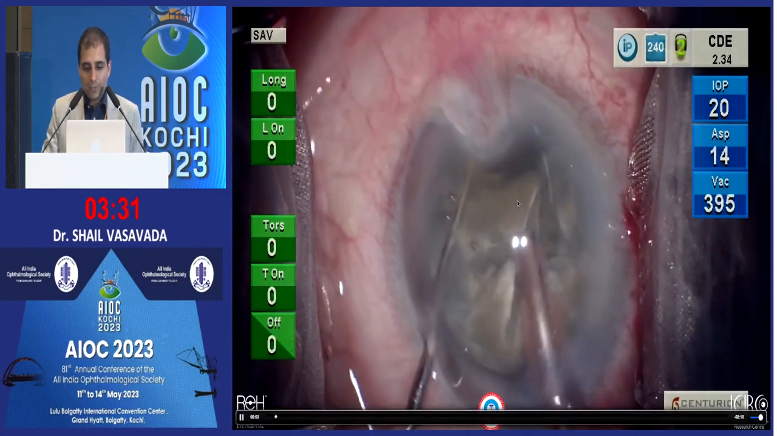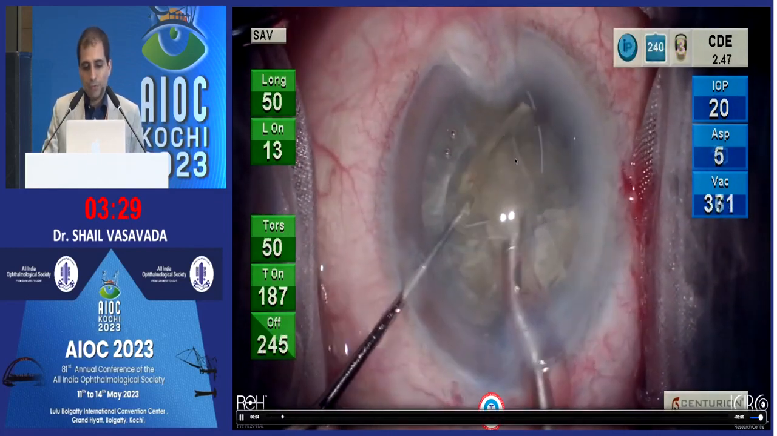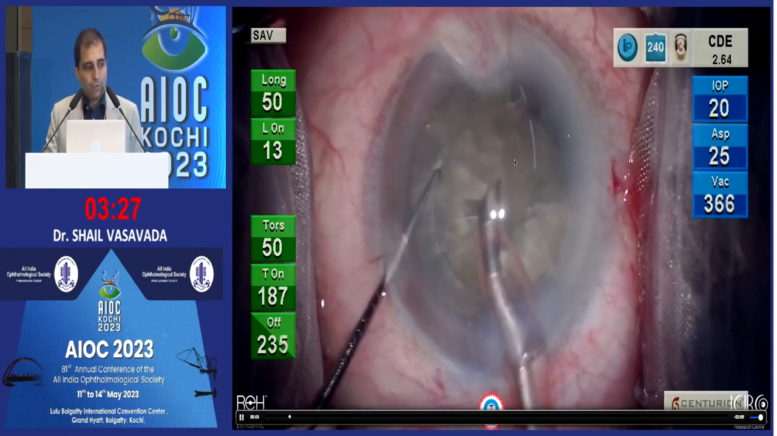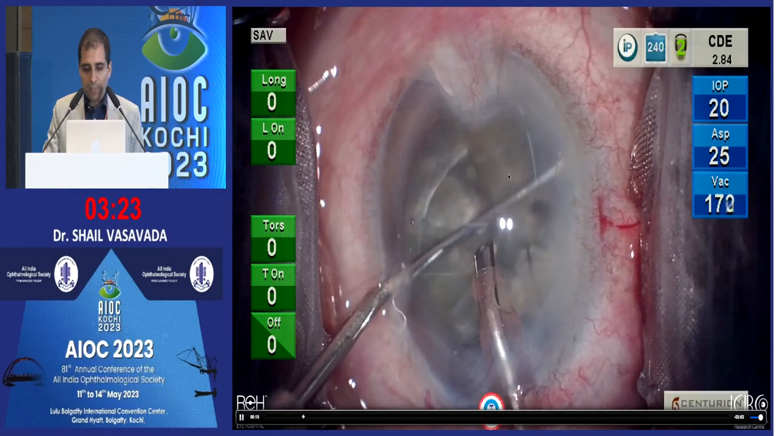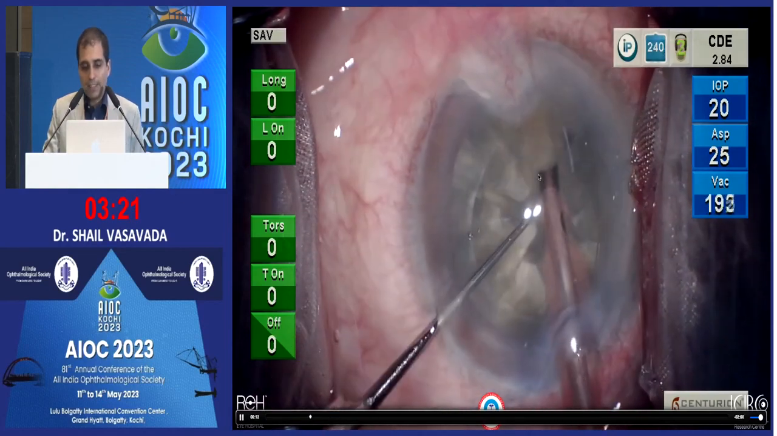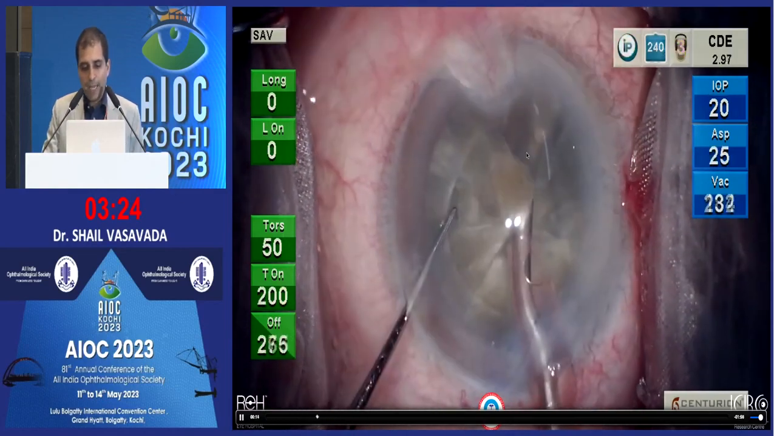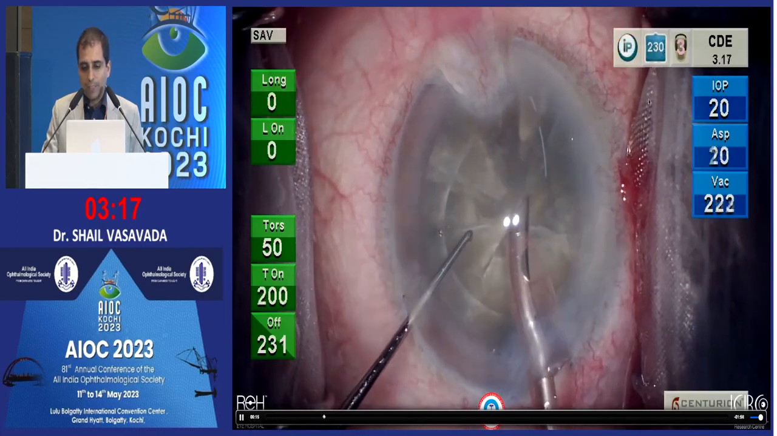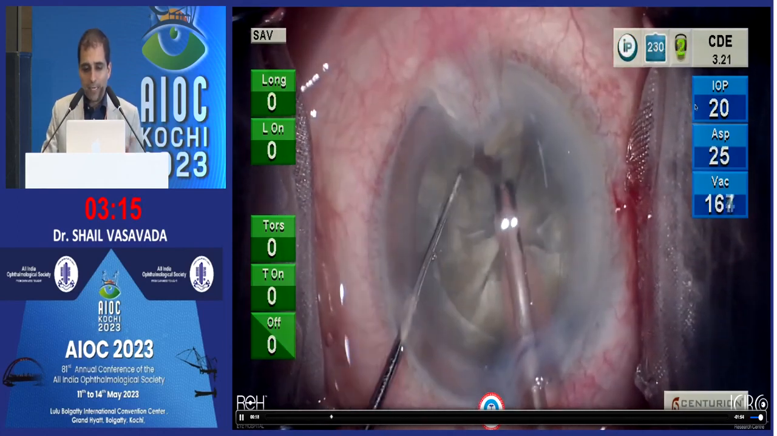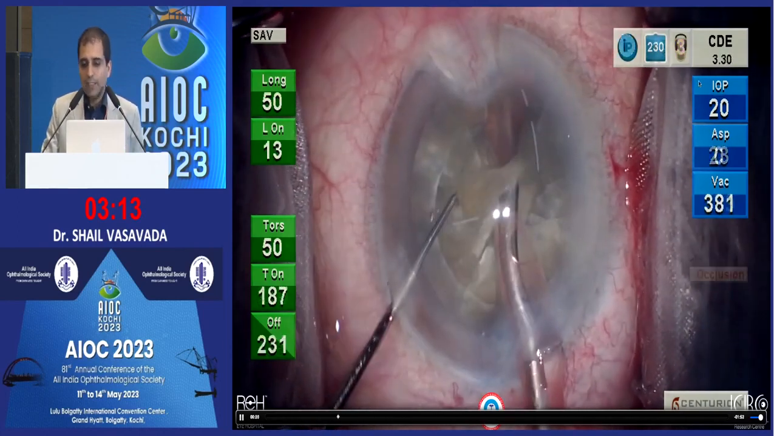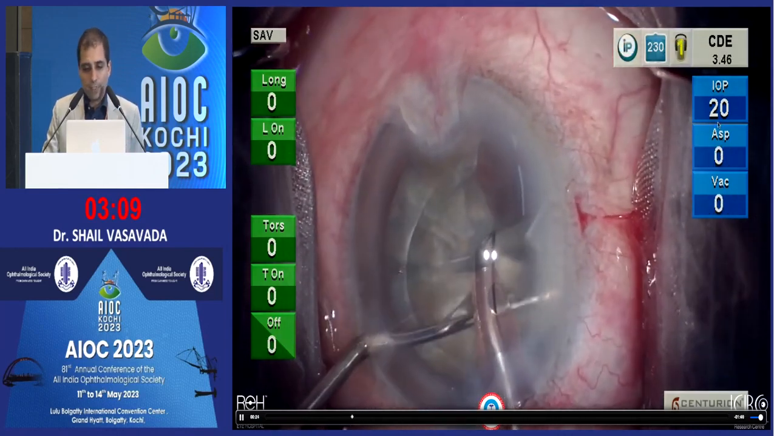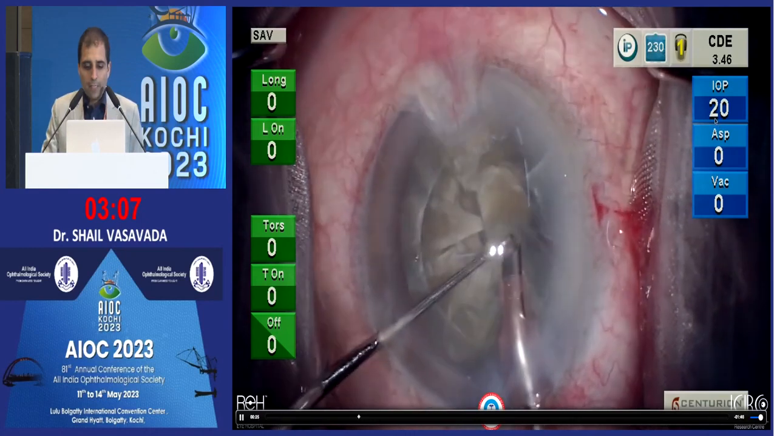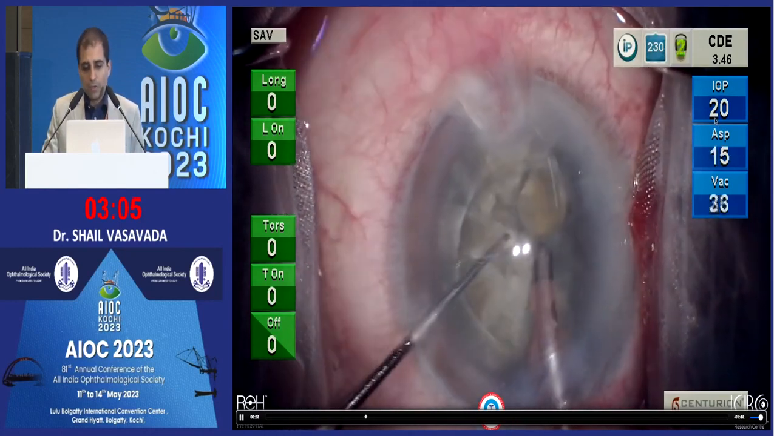But the key is to have very small fragments. There is no fixed number, 4 pieces, 6 pieces, as small as possible. The smaller the fragments, the more easily you will be able to remove them, and you'll be able to remove them comfortably at parameters which we would generally not be using. So here I'm using an intraocular pressure of 20 and a flow rate of 25, and make sure that you don't occlude with your phaco probe.